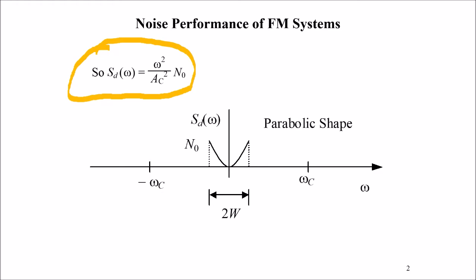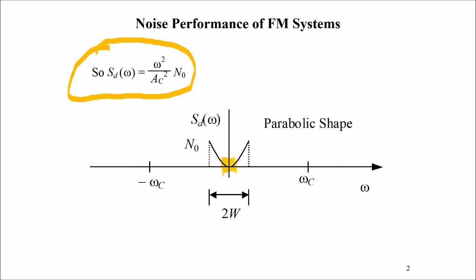And this power spectral density has a parabolic shape as illustrated here. So this equation, N naught omega squared divided by AC squared, will take this parabolic shape. And the thing with the parabolic shape is that it is zero at 0 hertz, and then it increases as the frequency increases. So there is less noise power down at lower frequencies.